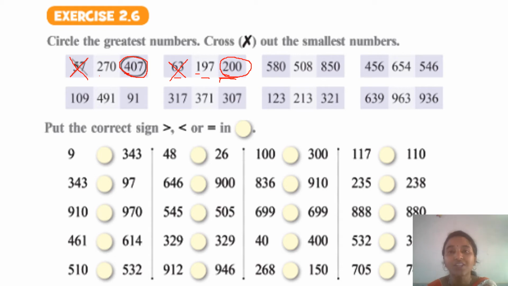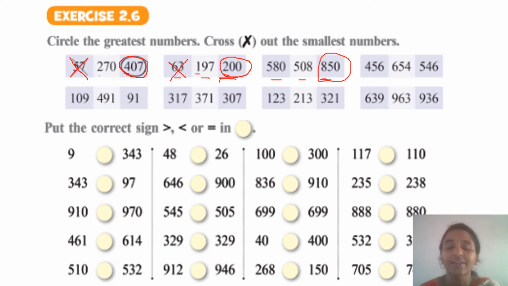Moving to the third sum, what are the three given numbers? 580, 508 and 850. Now, here you can see two numbers are in 500s and the other number is in 800s. Which one is greater, 500 or 800? Of course, 800 will be the greater number, right? So, directly I am circling this 850.